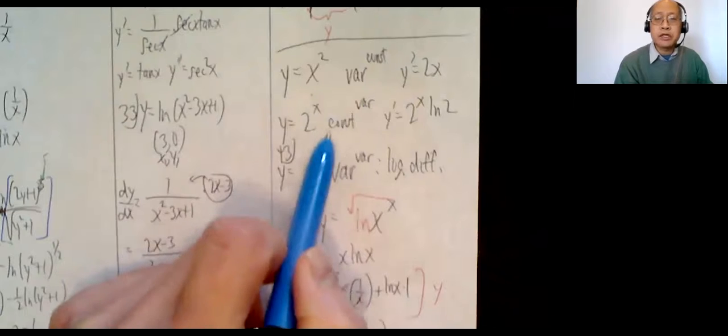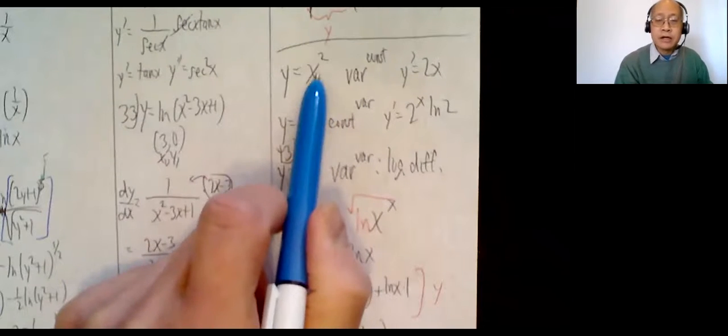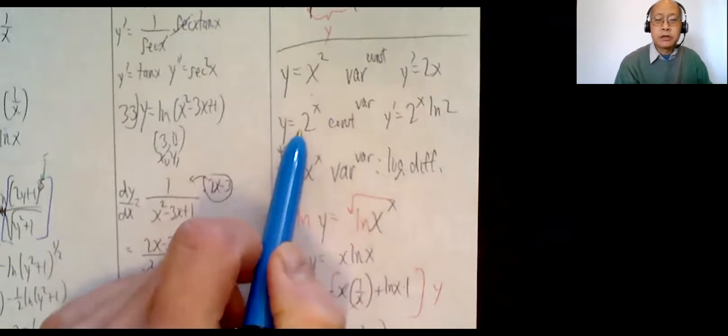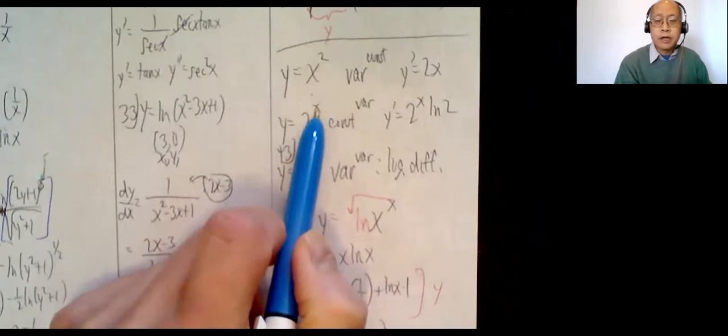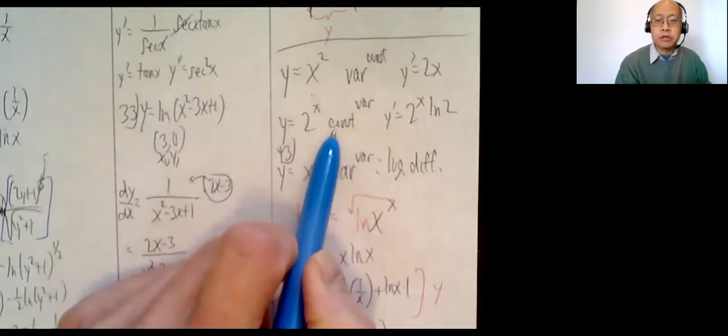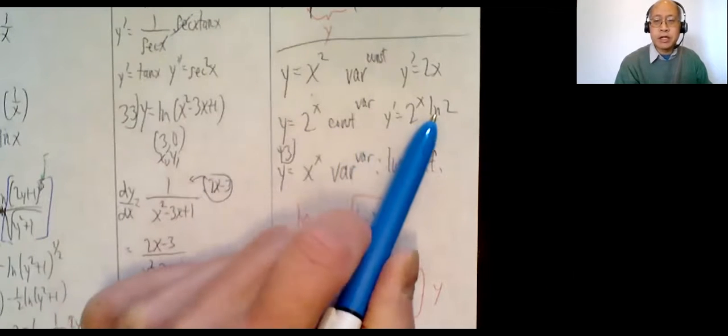If you have the other way, a constant raised to a variable, do not do x times 2 to the x minus 1. This is a property of exponentials. So this one would be 2 to the x ln 2.